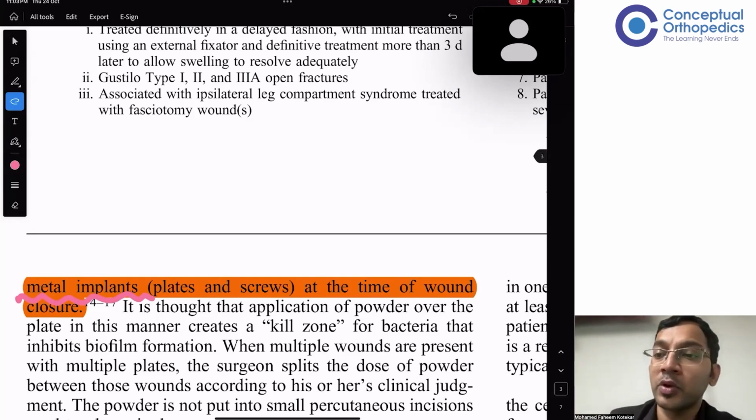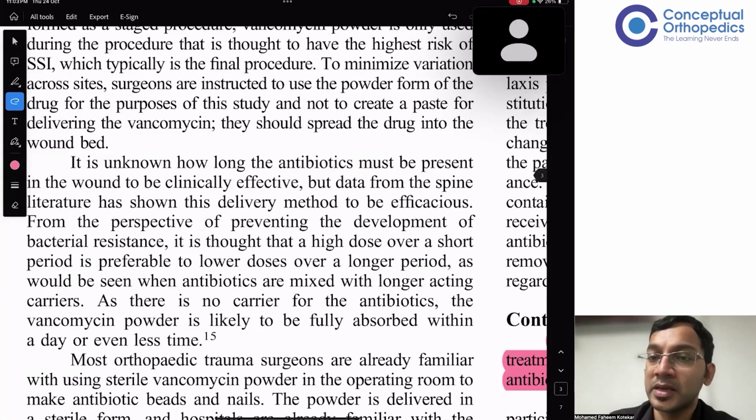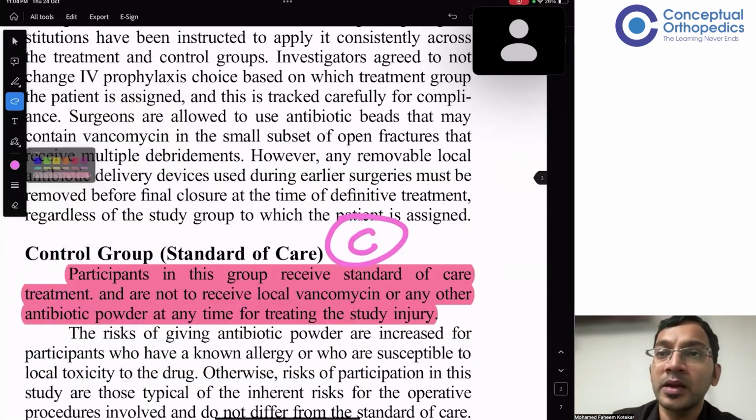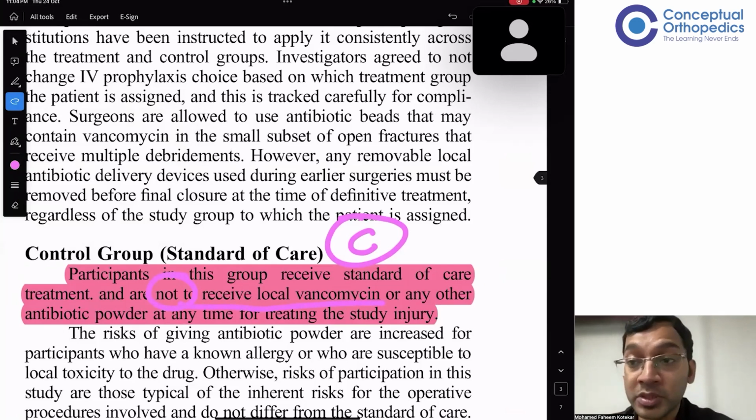Then you have the control group. Where is the control group? Yes. So the control group is going to be participants in the control group require standard of care. They are not to receive local vancomycin or any other antibiotic powder. So there is no placebo here. There is no other powder to be used, no local vancomycin to be used during the time of wound closure. So that is your control group.